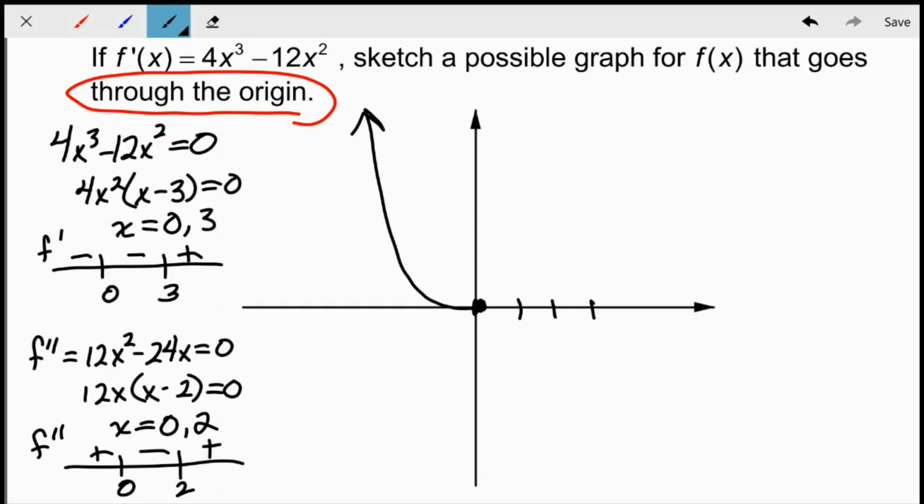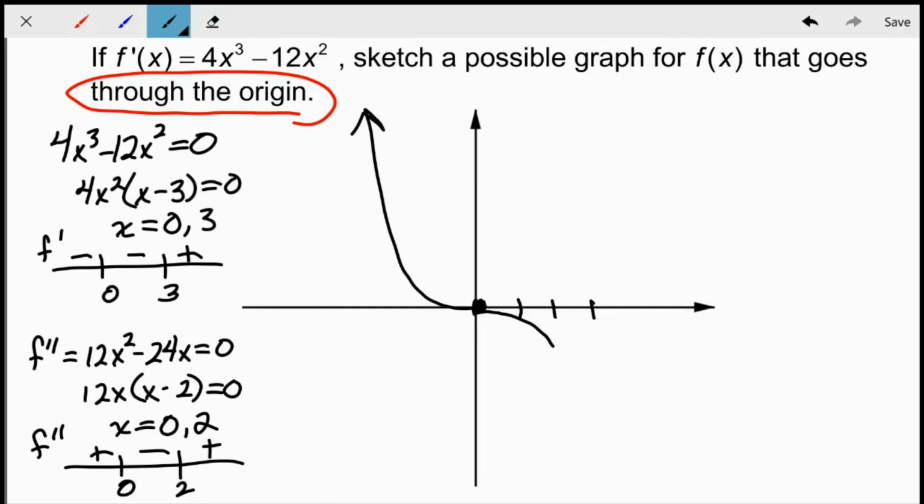Okay, so let's look at the points between 0 and 2. Between 0 and 2, you can see I'm decreasing and I'm concave down. At 2, I'm going to hit an inflection point, so I have to remember that. Okay, so from 0 to 2, I should be decreasing and concave down. Okay, so now between 2 and 3, now my graph is concave up, and it should still be decreasing.